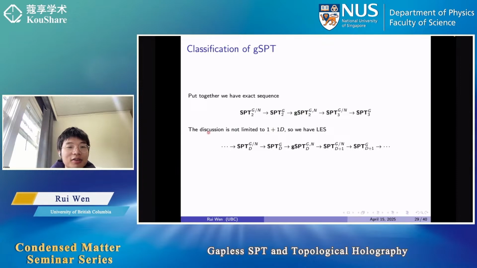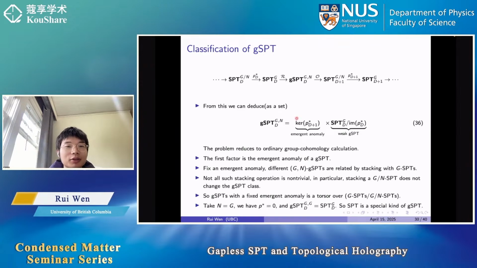Okay, and this discussion is not limited to 1 plus 1D. It works in any dimension. And so we have actually a non-exact sequence like this. From this non-exact sequence, we can deduce the classification of Gapless SPT as a set. Generally, this is not an inequality as a group, but as a set, we have this. So it's basically kernel of this times SPT-G quotient image of this.